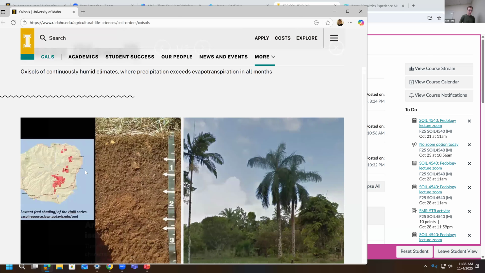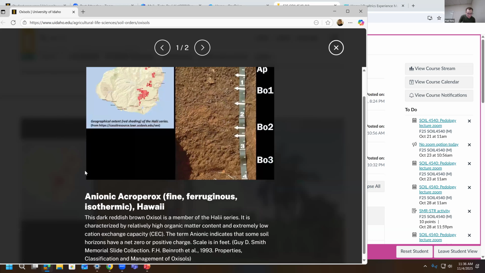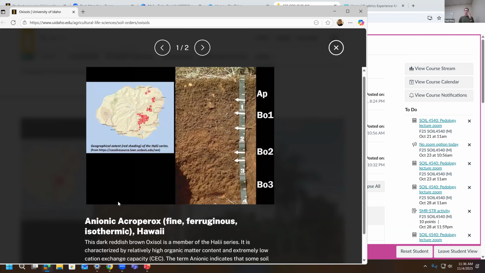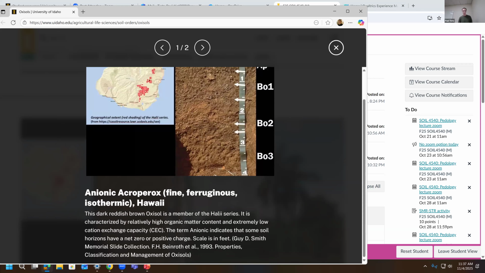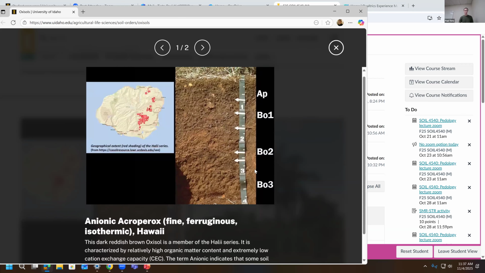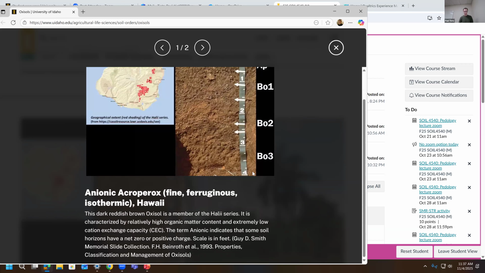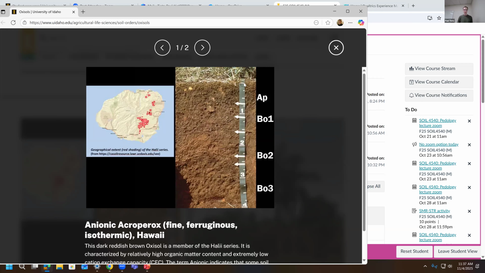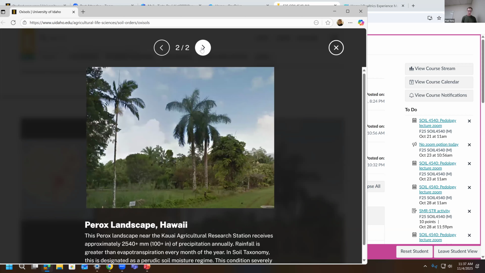Perox now, so the really wet ones. In the Hawaiian Islands, still acroperox, which is a very, very different taxonomic classification than we could arrive at around here. Still a Po horizon, so nothing particularly spectacular or tremendous. Relatively high organic matter in this one, though. It looks kind of brown compared to all the other oxisols. Maybe an abundance of moisture is reducing some of the decomposition or facilitating the accumulation of organic matter in some of these profiles.